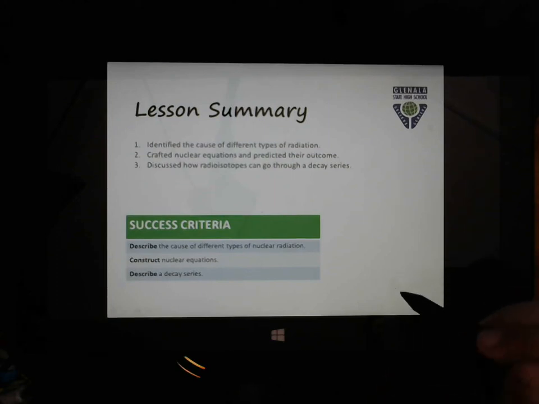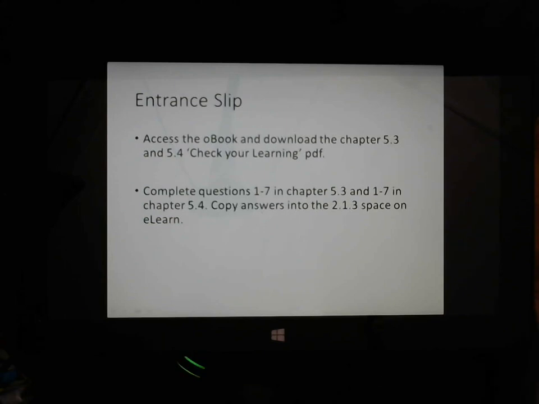Before your entrance to class, I'd like you to complete questions 1 to 7 in chapter 5.3 and 1 to 7 in chapter 5.4 and copy those answers into the 2.1.3 space on eLearn. There aren't any subparts in these questions, so it will be about 14 questions, but they are all pretty much worthwhile to do.